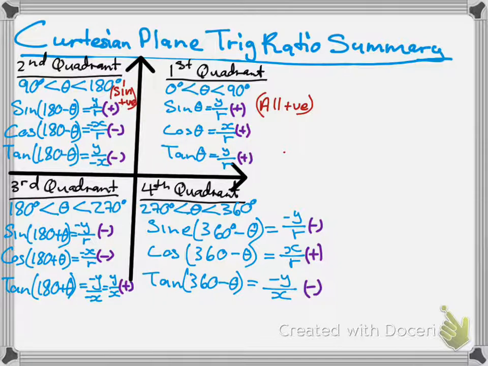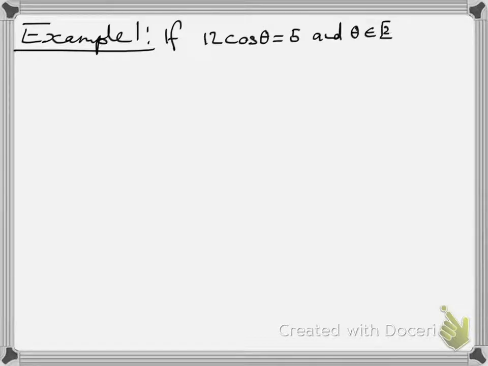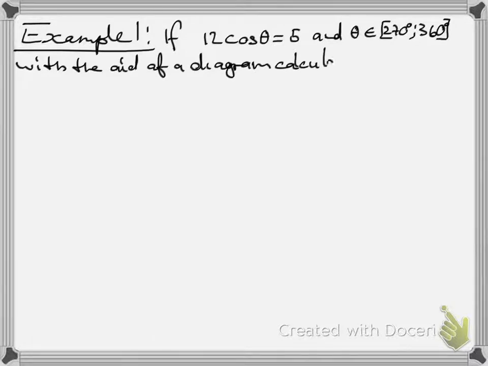So now we want to do some examples. I've got very good informative examples which I have done for you guys, which I believe are going to be very helpful. Let's look at the first example. Example number 1: if 12 cos theta is equal to 5 and theta is an element between 270 degrees and 360, with the aid of a diagram, calculate cos theta minus sin theta.